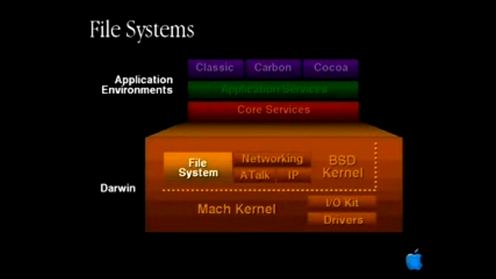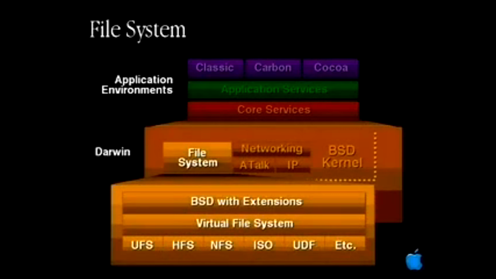File systems. File systems is something that everybody here will be dealing with in one form or another. And of course, it's not just one file system, but a set of file systems. And this is a very powerful part of the BSD kernel environment. It provides all the access to disk and even network file system services.